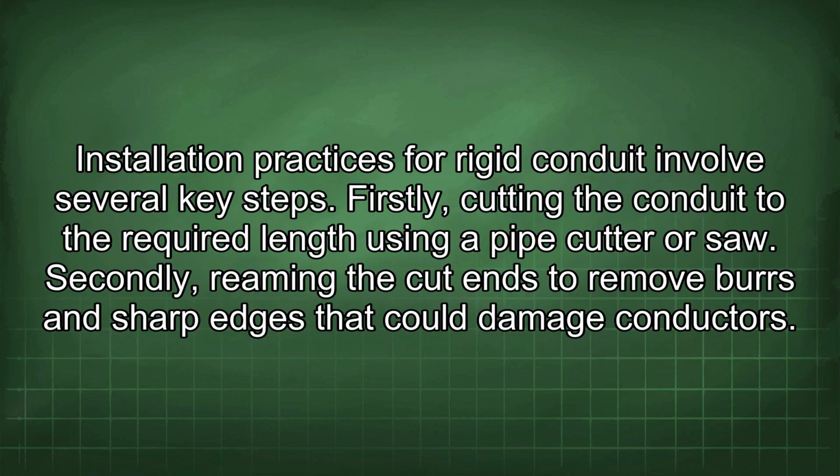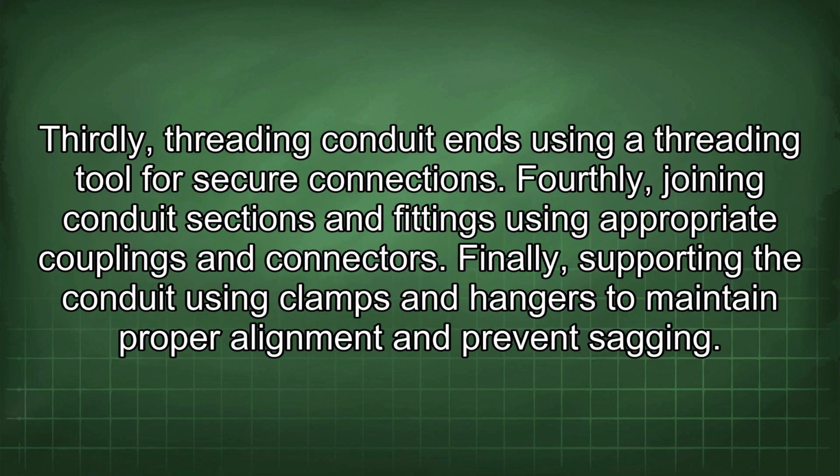Installation practices for rigid conduit involve several key steps. Firstly, cutting the conduit to the required length using a pipe cutter or saw. Secondly, reaming the cut ends to remove burrs and sharp edges that could damage conductors. Thirdly, threading conduit ends using a threading tool for secure connections. Fourthly, joining conduit sections and fittings using appropriate couplings and connectors. Finally, supporting the conduit using clamps and hangers to maintain proper alignment and prevent sagging.